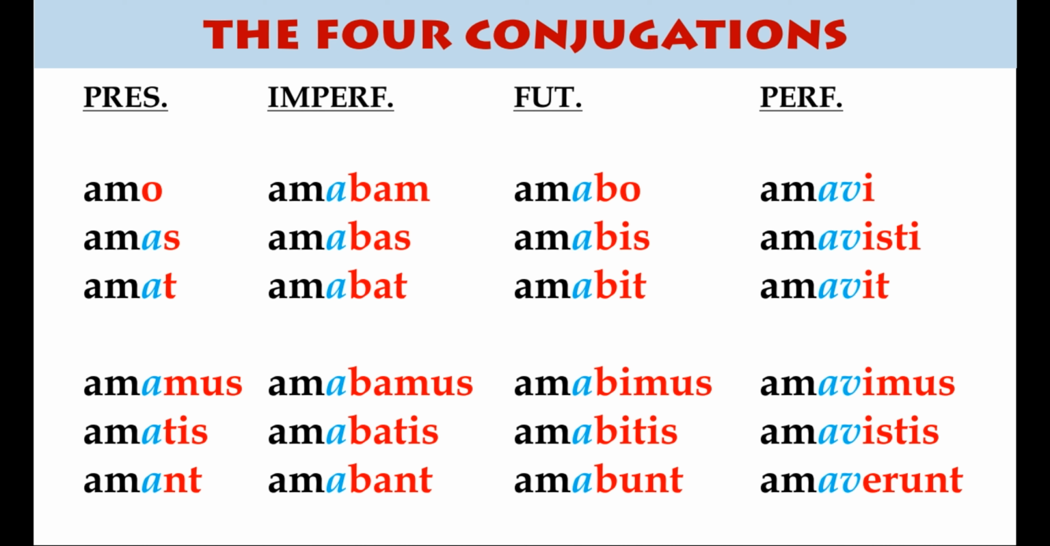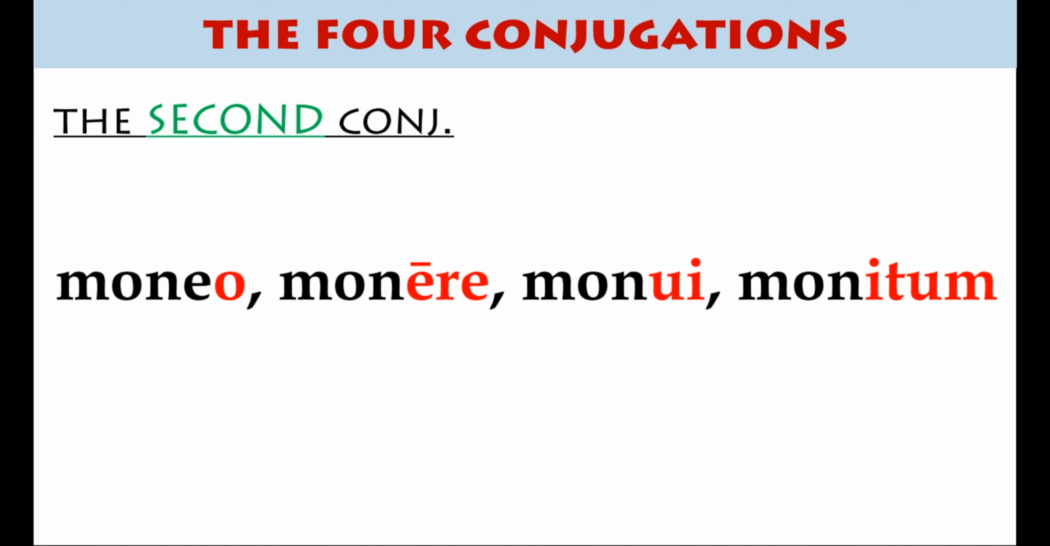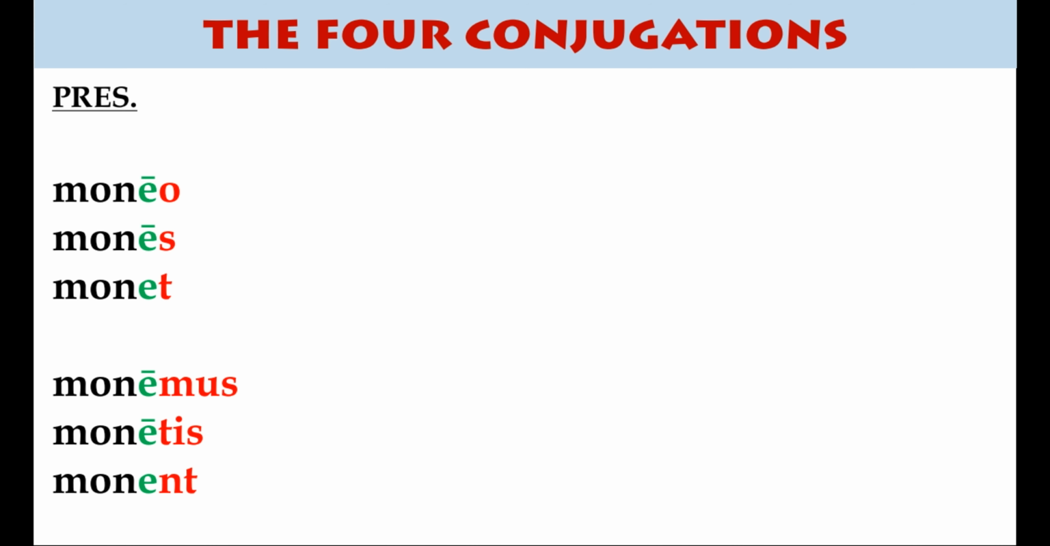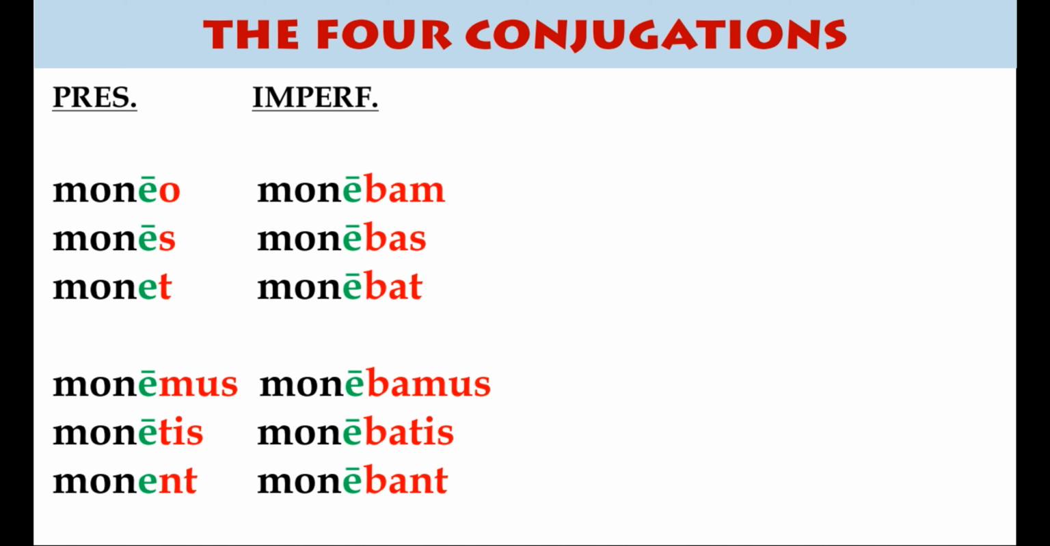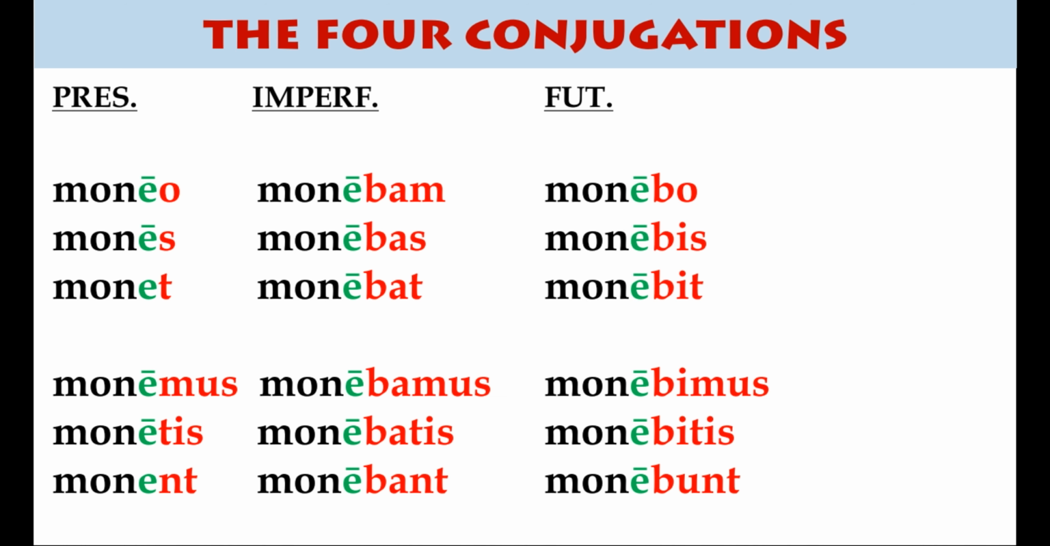So that's group 1. Group 2, you might remember, is dominated by an E, not any old E, but a long E, moneo, which even appears in the present tense at first. Moneo, mones, monet, monemus, monetis and monent. And you see that long E again in the imperfect tense, monebam, monebas, monebat, and the future tense, monebo, monebis, etc.